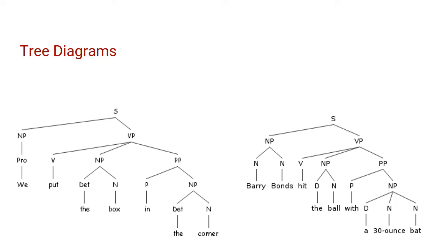In this particular sentence, it seems silly. Of course, the ball isn't going to have a 30-ounce bat. We can know that by understanding the culture and what that means. But let's instead take a look at the sentence, the pirate saw the soldier with the telescope. Who has the telescope? The pirate or the soldier? We don't know in this sentence.